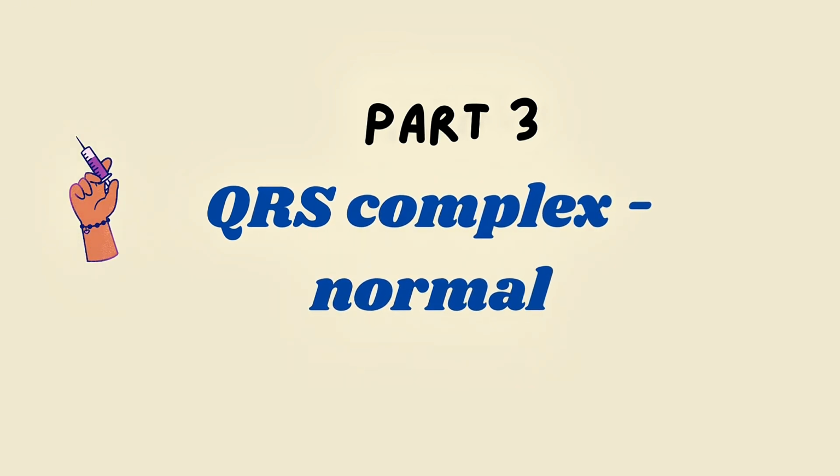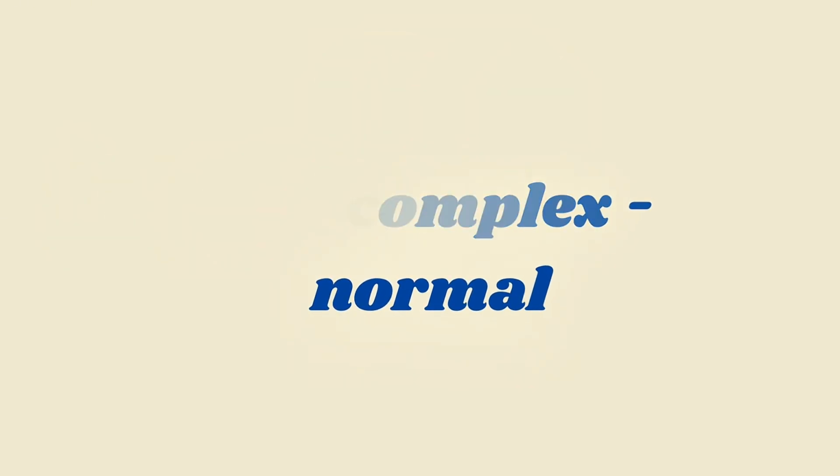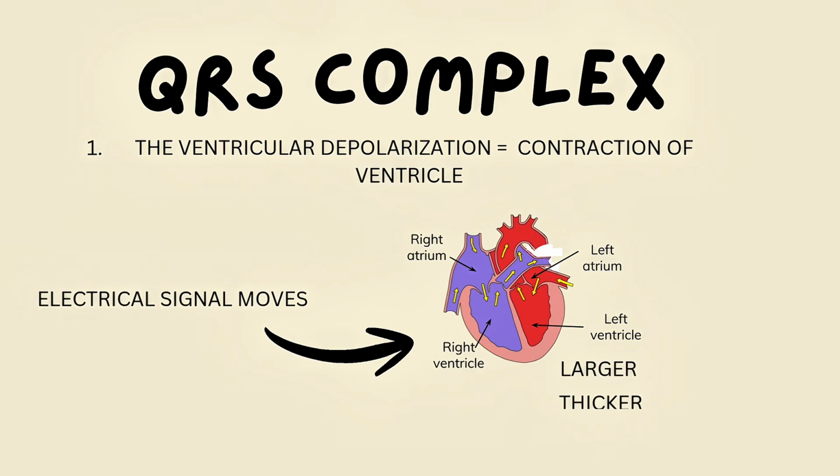We'll move on to the QRS complex. Now, the QRS complex represents ventricular depolarization, which means the ventricles are now contracting. The QRS is much bigger than the P wave. Why? Because the ventricles are much larger and much thicker.